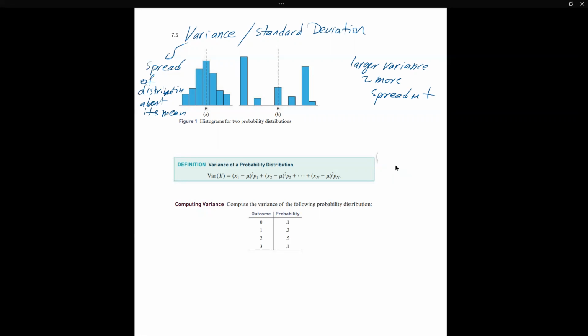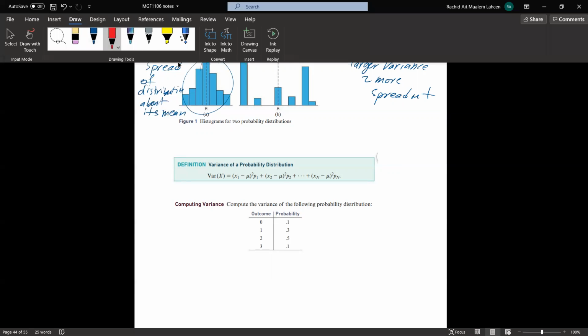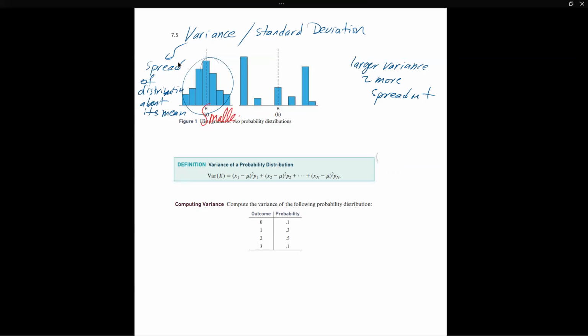So the probability distribution whose histogram is drawn here in 1A has a smaller variance. You see it is compact. And you see this one, how it's spread out, not the same. It's going to be different.